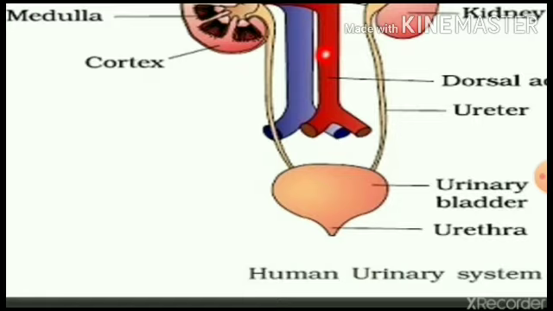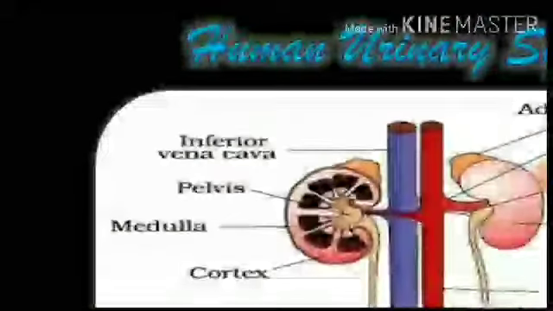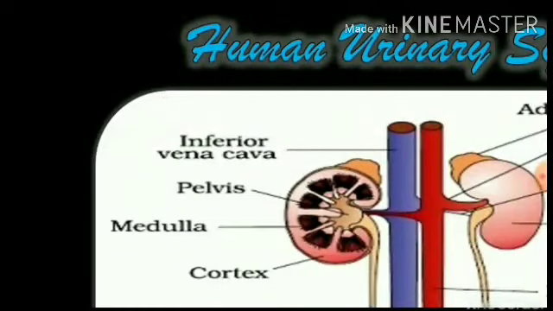Now let us go into the details of the structure of the kidneys. As you can see, the kidney is divided into 3 parts: pelvis, medulla and cortex. The pelvis is the innermost part of the kidney. Outer to the pelvis, the triangular structures that we are able to see are known as medulla. The lines formed in between the triangular structures are called medullary rays.